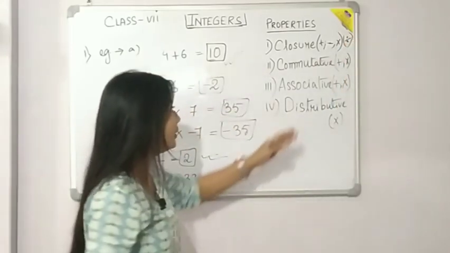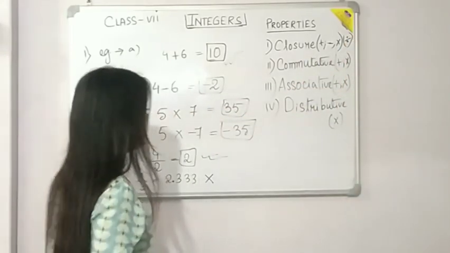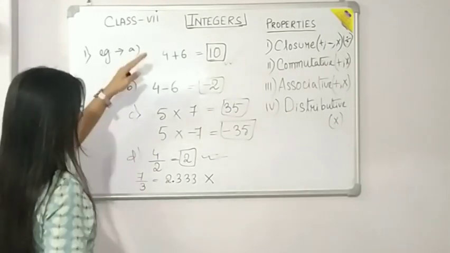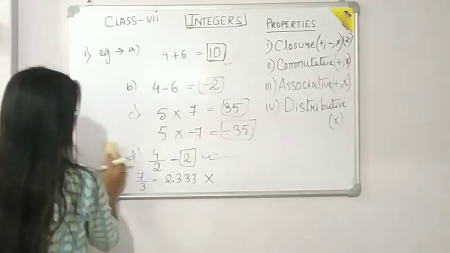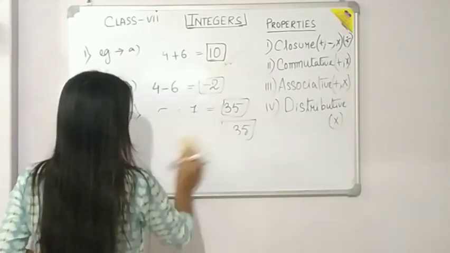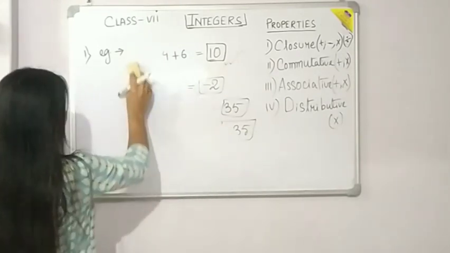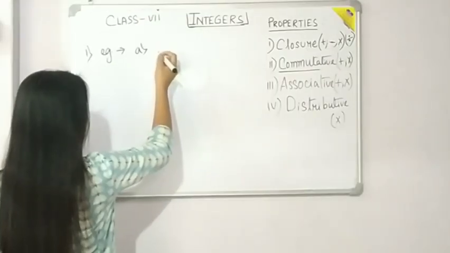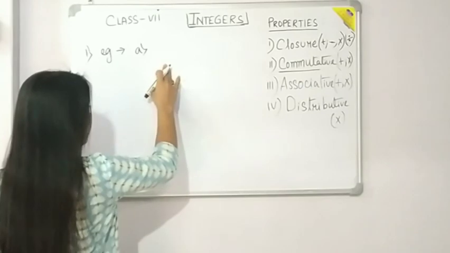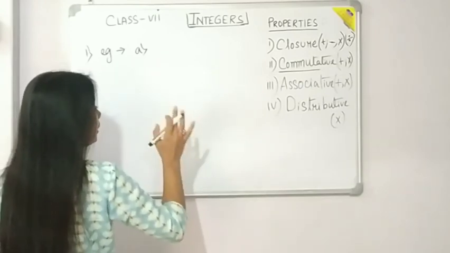Alright, so I have written that in one bracket. So you have understood about closure property. Now let us know about the commutative property. Now, what is the definition for commutative property? Commutative property is: two integers can be added in any order. The result will always come the same.